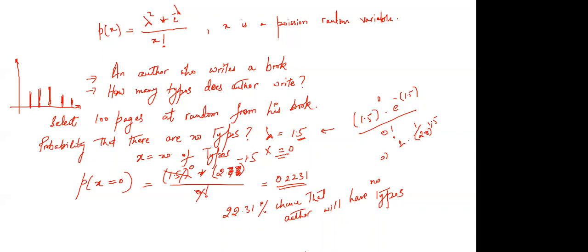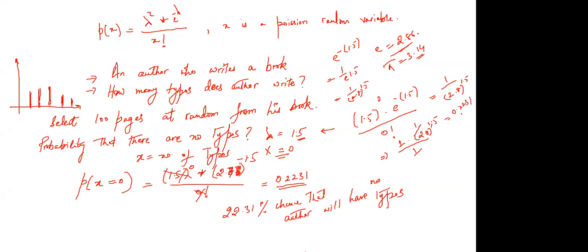Why did I do that 1 upon? What is the value of e? Look, the value of e is 2.86, something like this, I think. Just like pi is a fixed quantity, 3.14, e is also a fixed quantity whose value is 2.86 and something. So what I did is I changed e raised to power minus 1.5 to 1 upon e raised to power 1.5, which is 1 upon 2.8 raised to the power 1.5. And what will come in the denominator? 0 factorial is again 1. So your answer will be 1 upon 2.8 raised to the power 1.5, which comes out to be 0.2231.